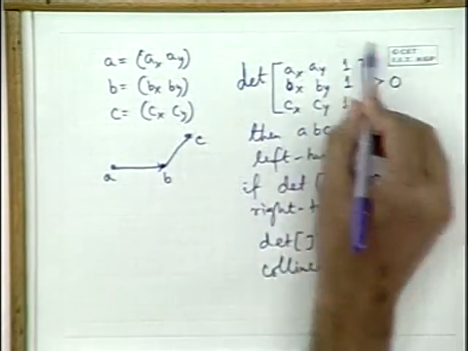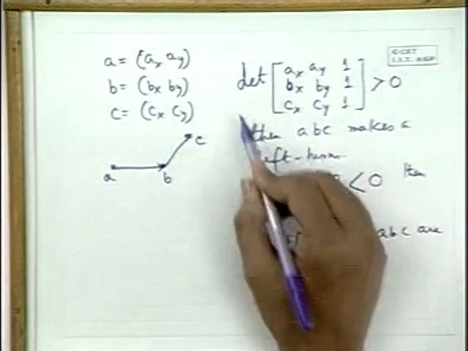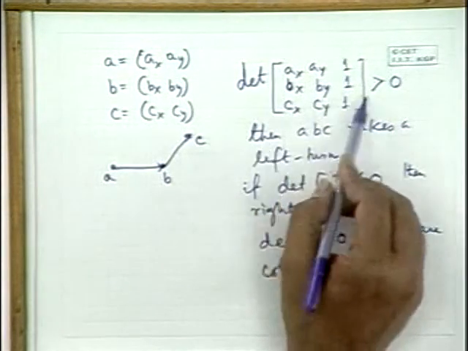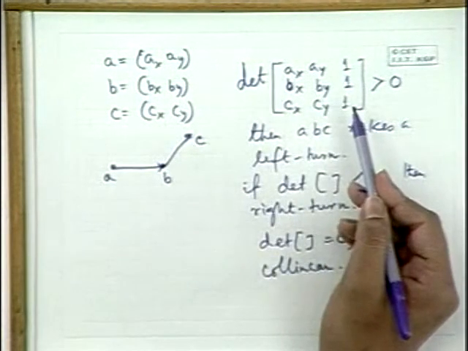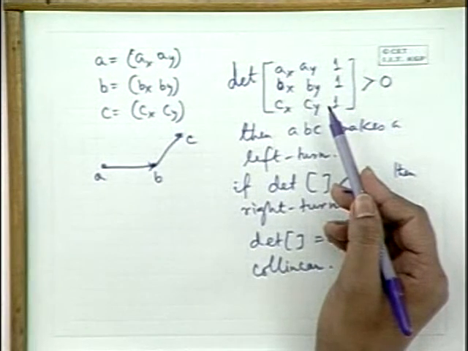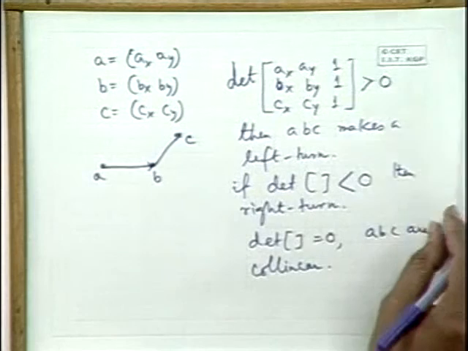So by computing this, you can compute whether 3 points are making a left turn or right turn. And this computation is a constant time affair given the 3 points. It's a determinant computation.